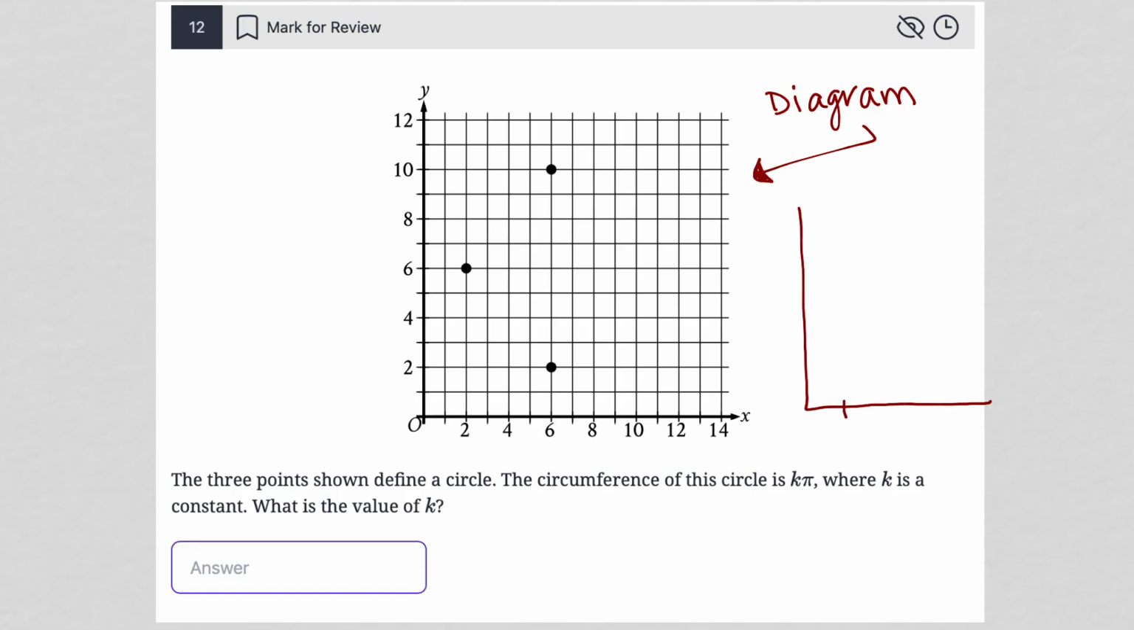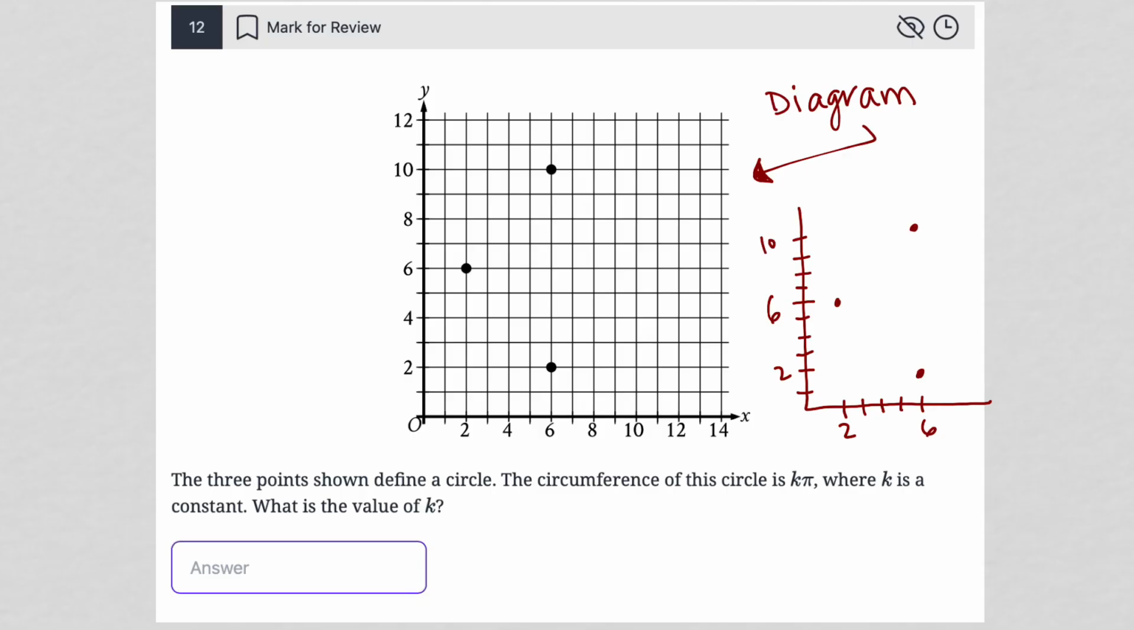So we know that we have 2, 6 as a point. We know that we have, let's go 3, 4, 5. We have 6 and 2. 1, 2, 3, 4, 5. So we have 6, 2 as a point, and we have 6, 8, 9, 10. So we have 6, 10 as a point.